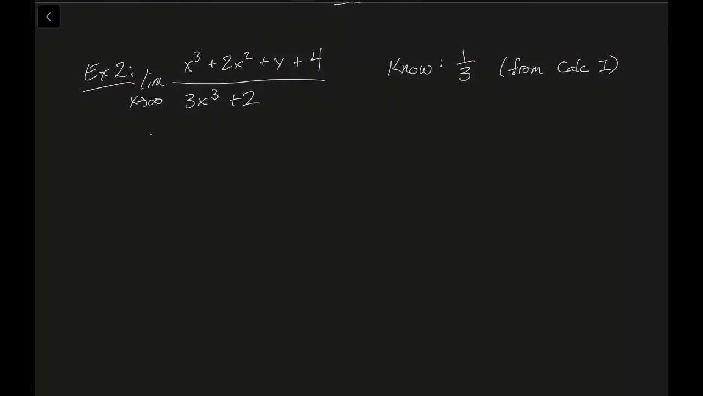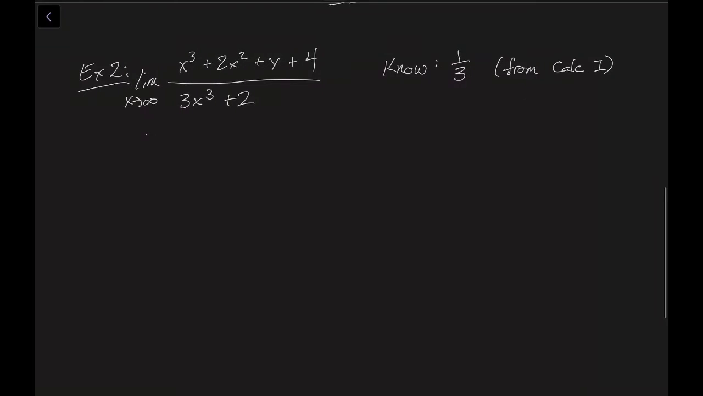Now let's look at our second example. We'll take the limit as x approaches infinity of x cubed plus 2x squared plus x plus 4 all over 3x cubed plus 2. Now we know we can use some old Calc 1 tricks like dividing everything by 1 over x cubed and then taking the limit, and we'll just get 1/3. But let's use L'Hopital's rule for this.